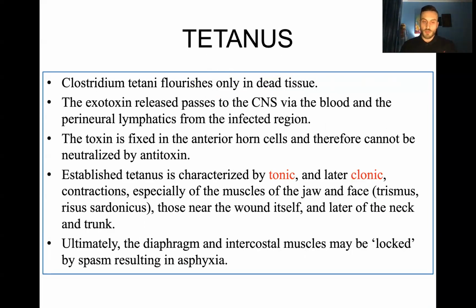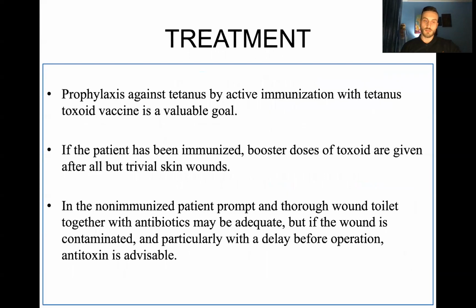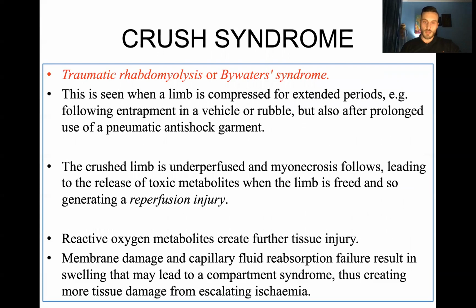Tetanus, when you have an open fracture, you have to give tetanus toxoid, so you prevent tetanus disease, which is tonic at the start, and later it will be clonic. The most important muscle involved is the diaphragm, so the patient won't be able to breathe. That's why sometimes we give them IV antitoxins, and sometimes we sedate these patients and give them muscle relaxants, and we put them on ventilators so we can save their lives.